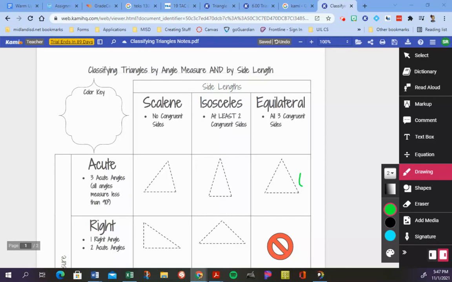Hey folks, it's me again, Miss Rogers, and we're going to talk about classifying triangles. So what we're going to do is talk about their angles and their sides.